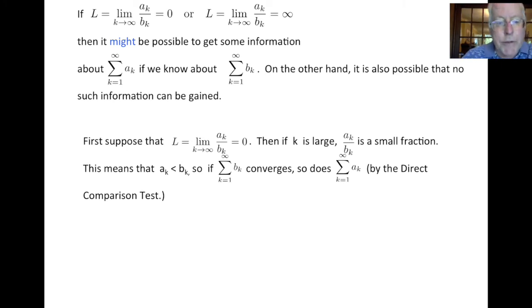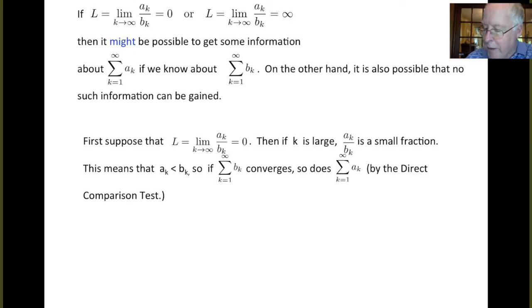Okay, case 1, let's suppose that this limit of AK over BK turns out to be 0. Now, if k is large, that means AK over BK is small. It's a small fraction. So if you're converging to 0, it means you're getting small. So if this is a small fraction, that means the numerator is less than the denominator, so the AKs are less than or equal to the BKs.